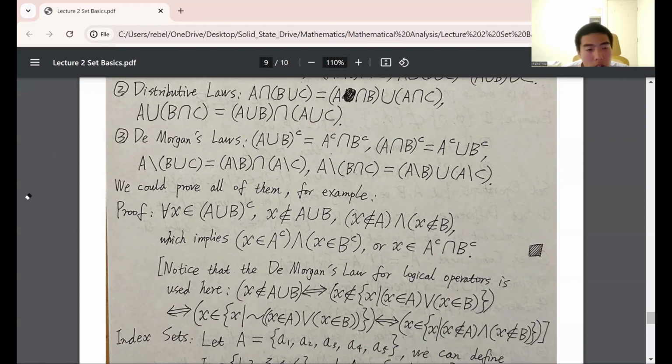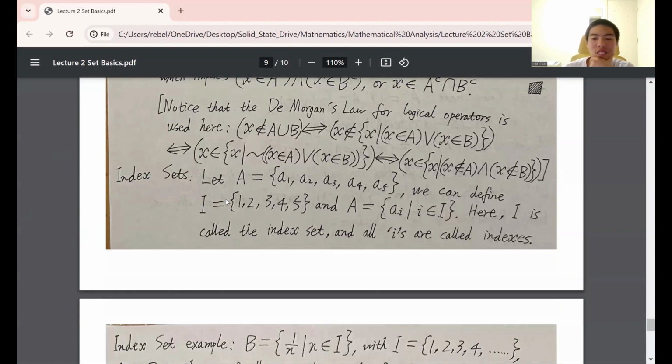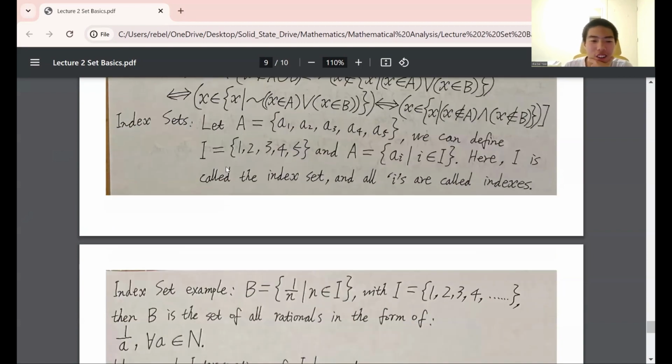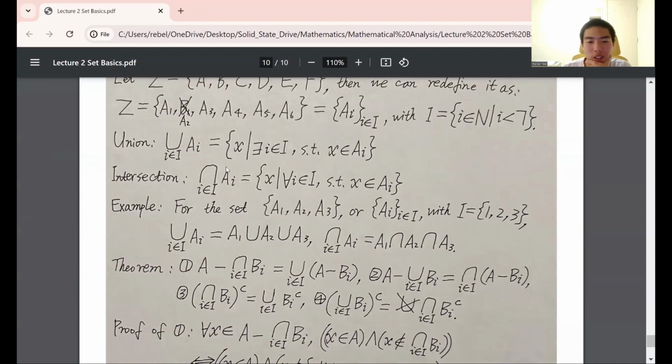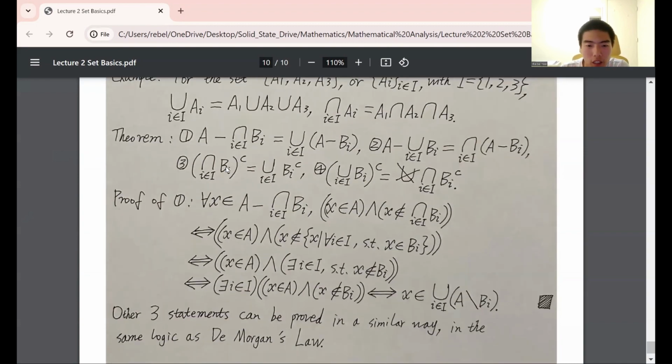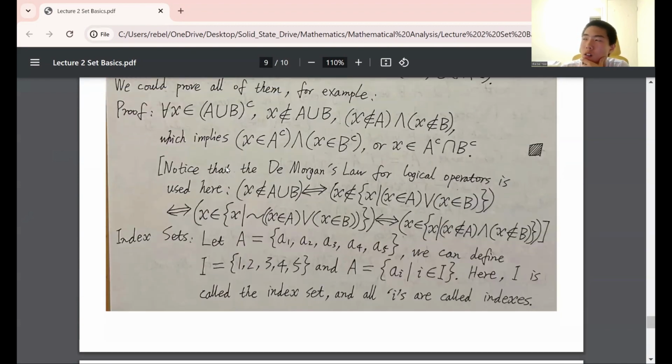So probably I will leave the index set to the next lecture because it's already 10 o'clock. So in the next lecture I'll talk about index set and also another important type of set called a power set, and sigma algebra. What's the difference between it and power set? And set partitions. Maybe that's it. That's for the next one.